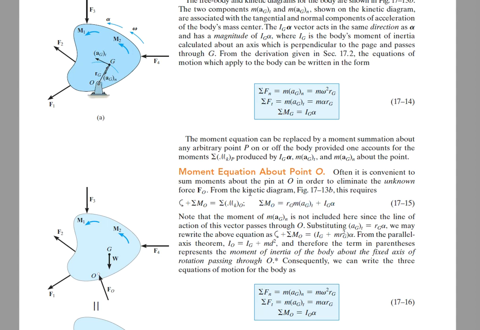Actually, I can use annotation tools if it cooperates. Okay, so this would be the kinetic moment form of the moment equation. It happens that for this case, because the tangential acceleration is alpha times r_G, we get r_G squared times alpha times m, and this is the Parallel Axis Theorem. So we can restate it as sum of moments about O is the mass moment of inertia about point O of the rigid body times alpha.